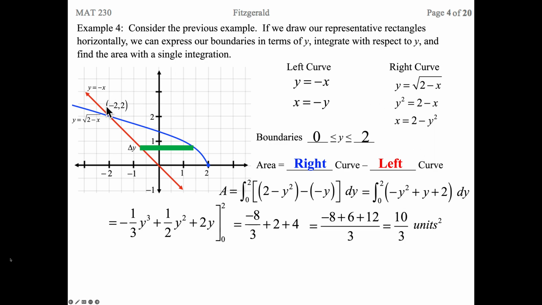So consider that if you're given 3 boundaries like we did, think about, hey, can I look at this from the perspective of integrating it with respect to y?